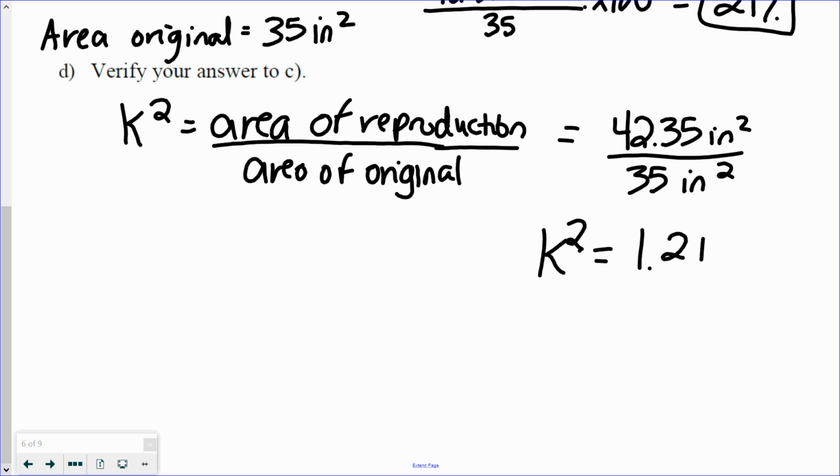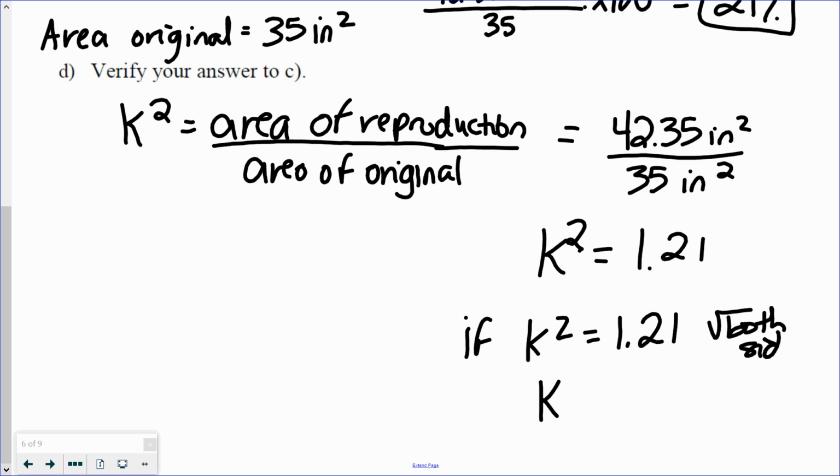So if K squared is equal to 1.21, if I square root both sides, I get K equal to 1.1, which was the scale factor that we had originally up in part A of that. So that verifies our answer that the square of the scale factor will be your increase in terms of area.